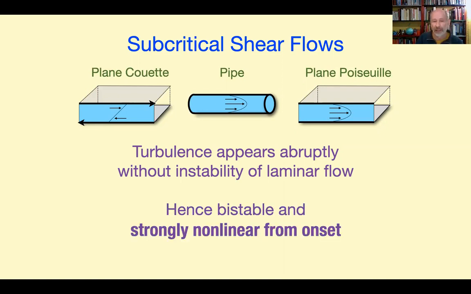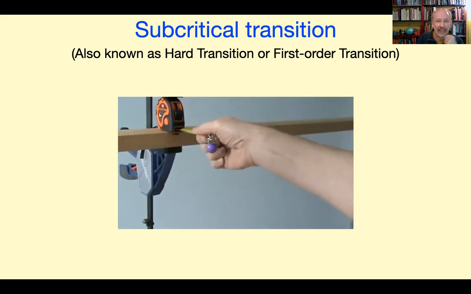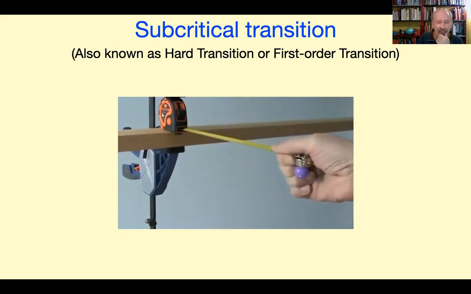Hence, the flows are bistable, and the important thing I want to emphasize is they're highly nonlinear right from the onset, and I'll come back and emphasize this several times. I think everybody here will know what a subcritical transition is, but let me just show you a simple analog, or simple example, that I'll find very convenient. This is a tape measure with a ball stuck to it, to provide a little additional weight. And the control parameter is the length of the tape measure.